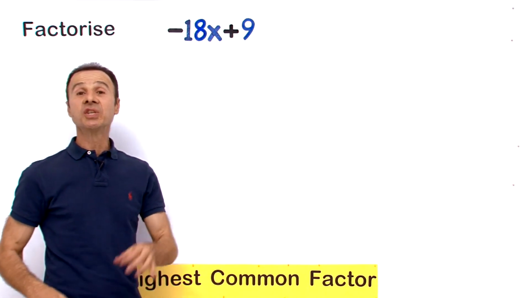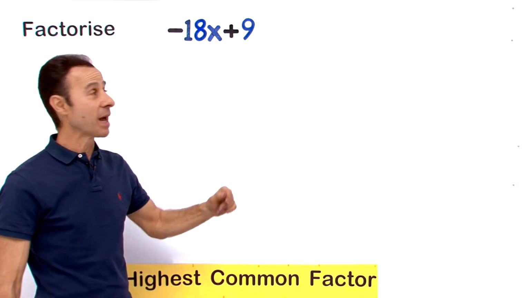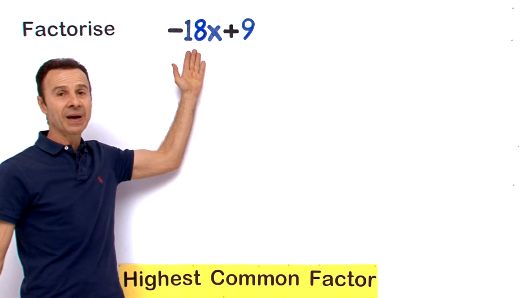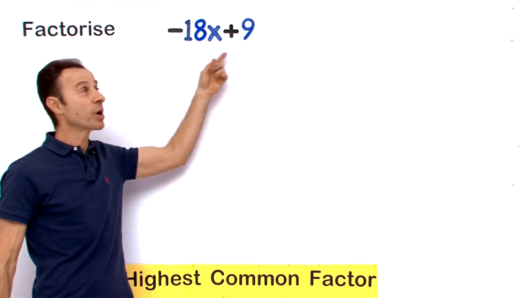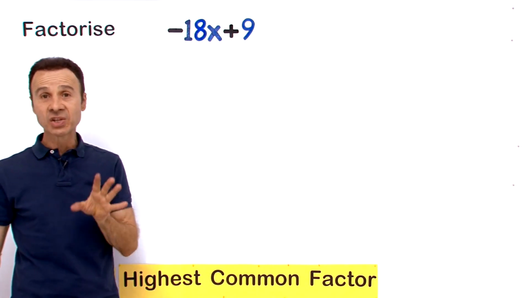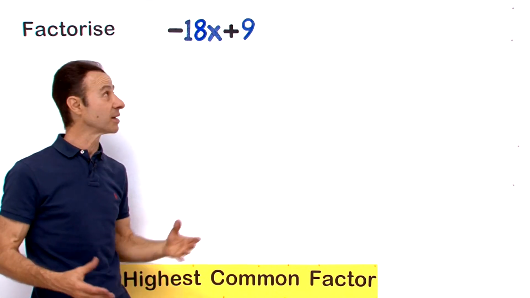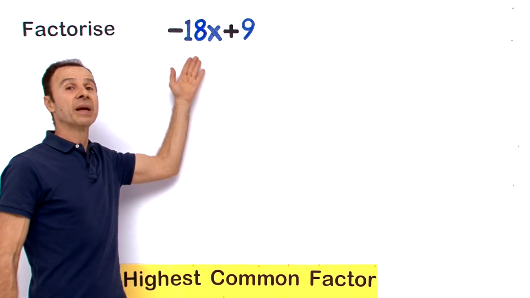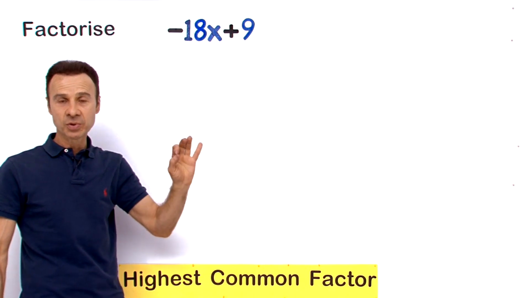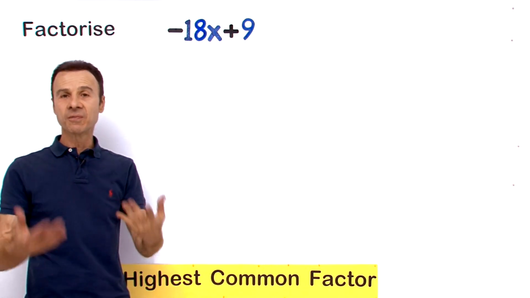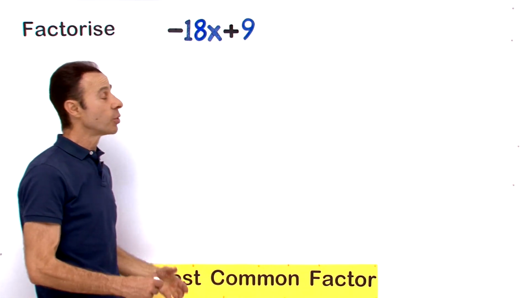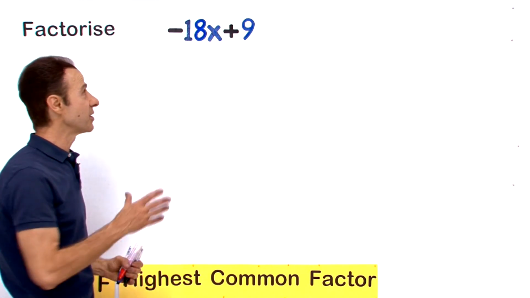All right, our mission is to factorize completely. We have an expression, negative 18x plus 9. So we're working with negatives here, and convention states if we're going to get the highest common factor, and the first term is negative, we make the highest common factor a negative also. But it's not necessarily wrong, but convention prefers it. So we're going to have a negative highest common factor in this instance.